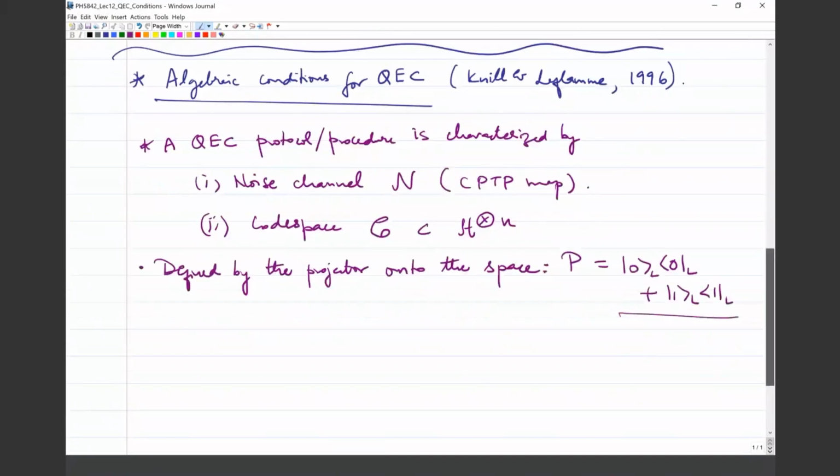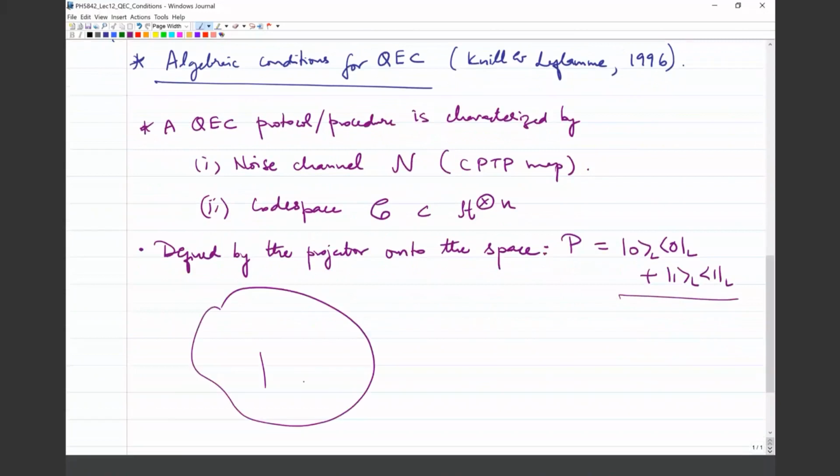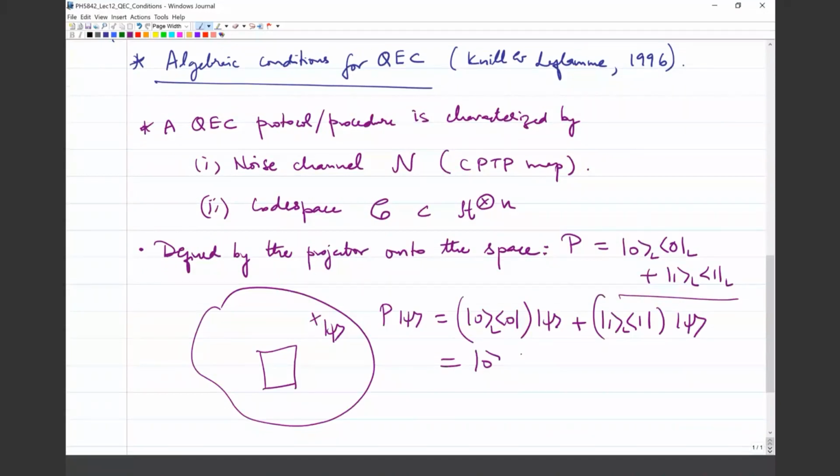So you assume that this is the larger Hilbert space. The code space is sitting somewhere here. If I have any state here, psi, which is outside the code space, and I act the projector on psi, what happens? I get the 0, 0 acting on psi, and then I get the 1, 1 acting on psi. So I get 0L with a number which is simply the overlap of psi with respect to the 0 state inside the code space. Similarly, I get 1L, which is weighted by the overlap of psi with respect to the orthogonal state in the code space. There are only a pair of orthogonal states.